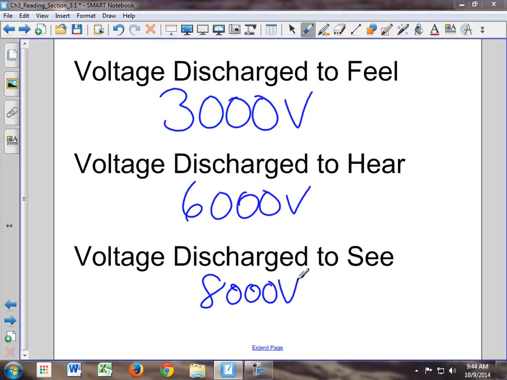Jeez. Have you ever been in bed? Then you pull a blanket off your head, and your hair will be on the blanket. When you pull it off, you can see all the little sparks. Yes, it's amazing.